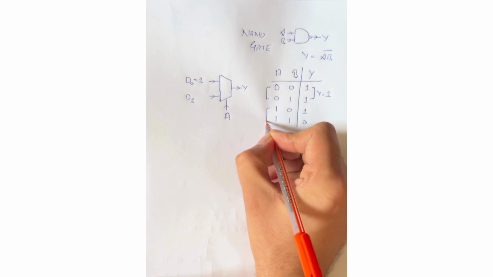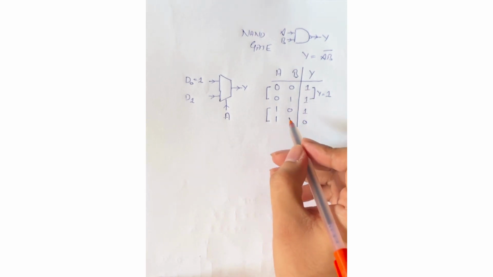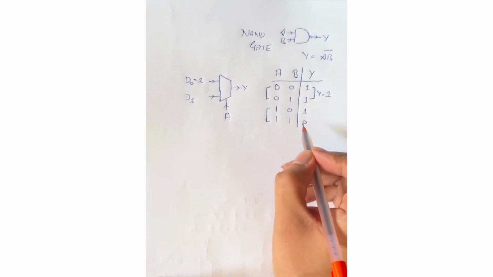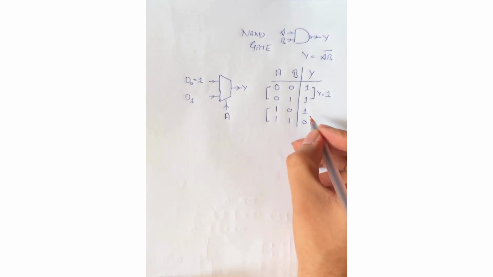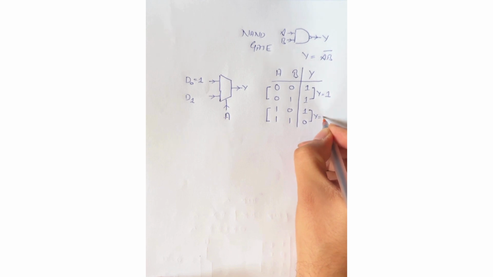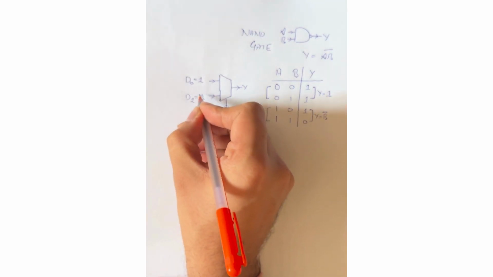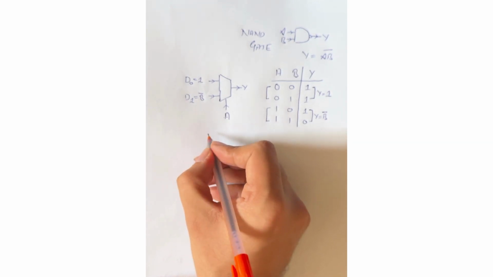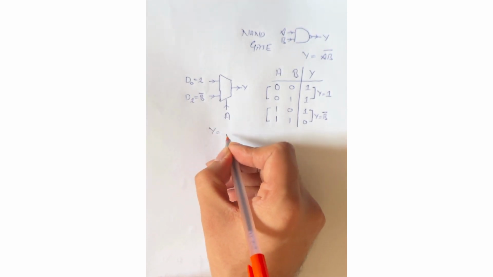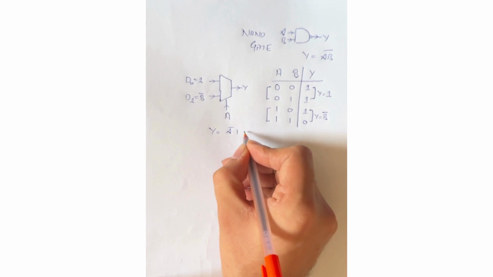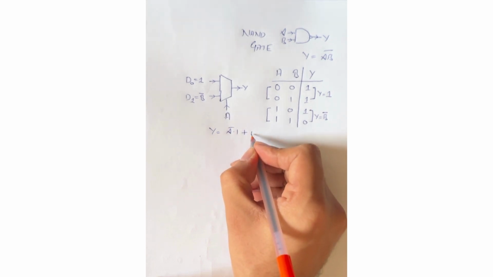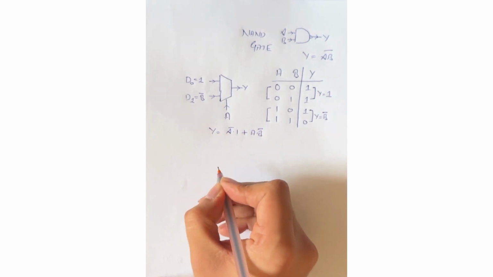Now if the value of A is 1, if the value of B is 0, then output Y is 1. And if B is 1, the output Y is 0. So we can say Y is equal to B bar. So we can make this D1 as B bar. Now coming to the Boolean expression, Y equal to A bar into 1 plus A into B bar.